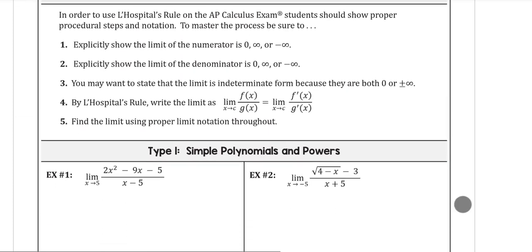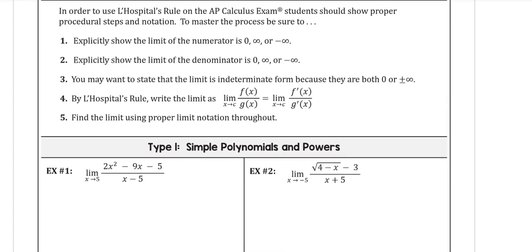Now, this is the update for the new exam. So you have to show the proper steps and notation. Okay, so you have to explicitly show that you've got 0 or infinity for both the numerator and denominator, so you have that indeterminate form. You have to state that it's the indeterminate form and then say you're using L'Hopital's rule. And you want to make sure that you show that equality as well. And of course, use proper limit notation as well.